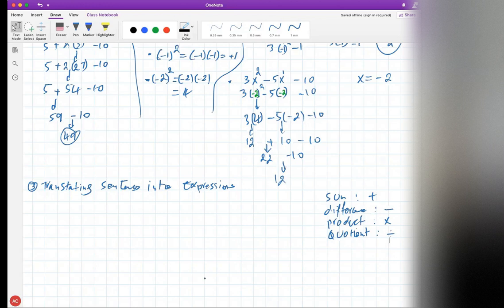For example, what is the quotient of 6 and 2? Quotient, not the product. Three. That's right. If you say product, that means multiplication. For example, what is the product of 4 and 3? 12. That's right. So sum, subtraction, product.